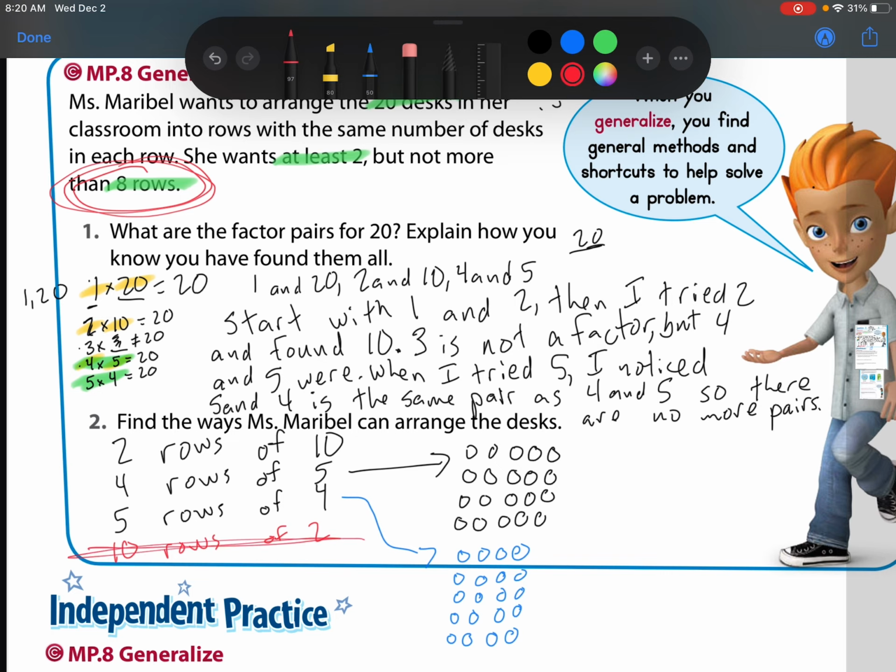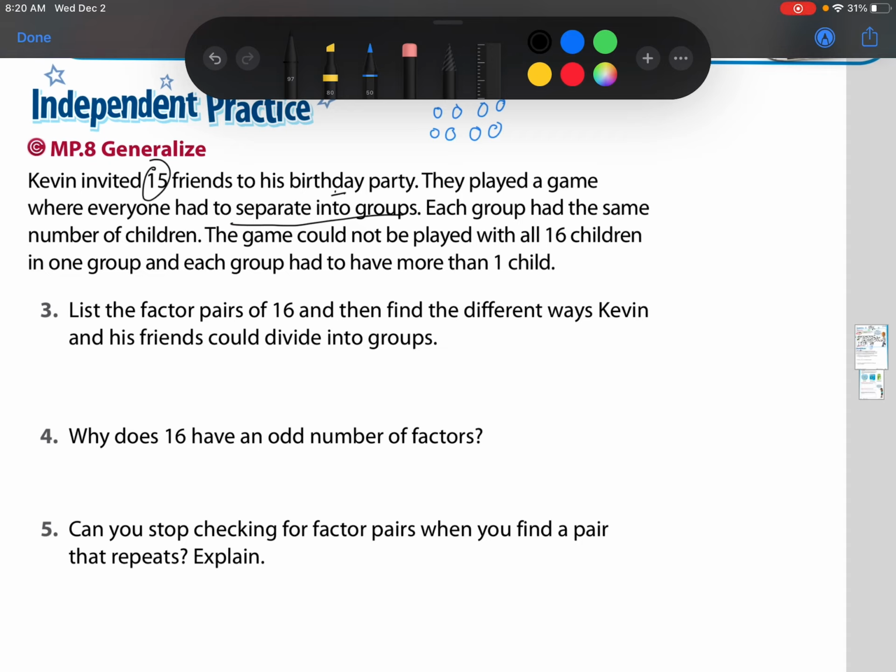Now, let's head on to our next one at the bottom. It says Kevin invited 15 friends to his birthday party. They played a game where everyone had to separate into groups. So, separate into groups, that sounds like division to me, maybe. Each group had the same number of children. The game could not be played with all 16 children in one group. Where'd this 16 come from? Because it said 15 right here. Oh, that's right, Kevin's included because it's his party. He's not going to be left out. So that's where my 16 comes from.